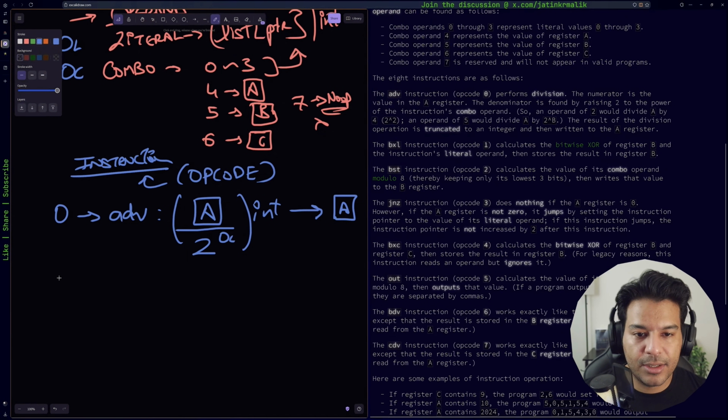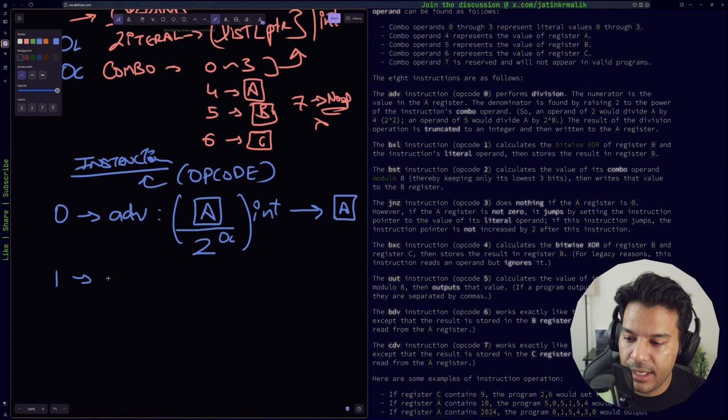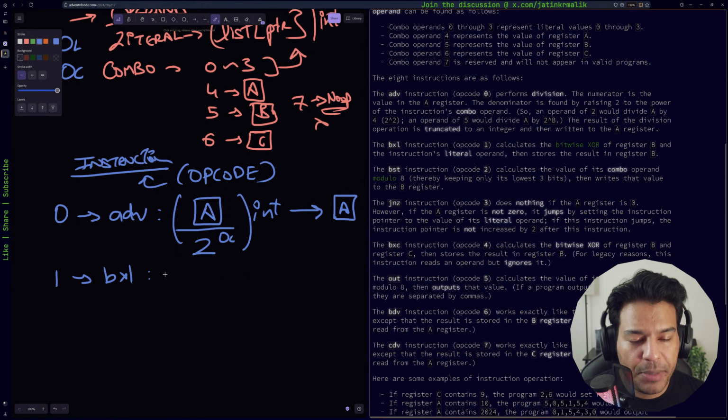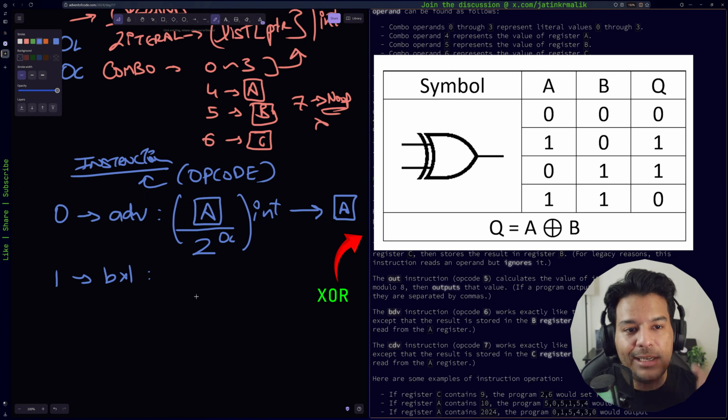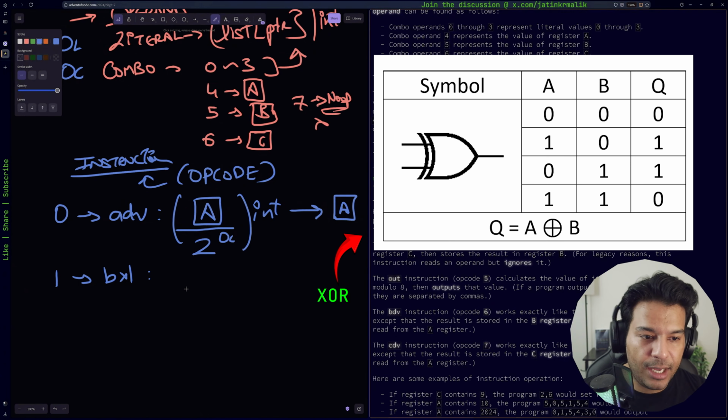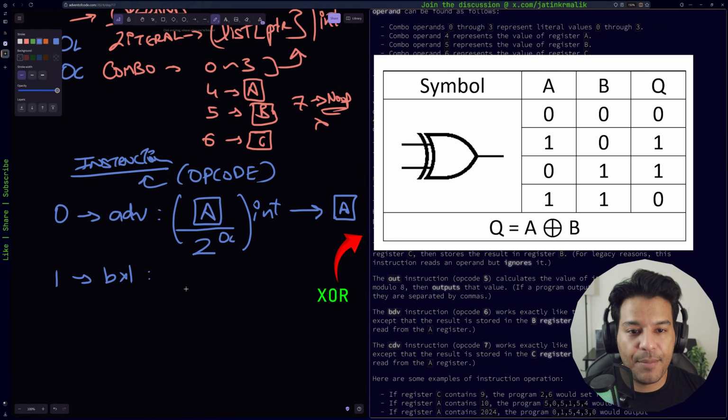Okay, very interesting. Let's see what's the next instruction. The next instruction has an opcode of 1. It is called BXL. BXL calculates the bitwise XOR of register B and the instruction's literal operand and then stores the result in register B. XOR is exclusive OR. It is a special type of gate or logical operation that returns true when the inputs are different and false when the inputs are the same. In simple terms, XOR means one or the other, but not both.